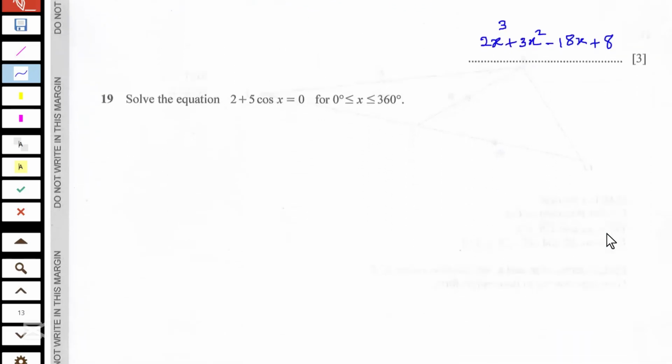Now, question 19. 2 plus 5 cos x equals 0, for 0 degrees less than or equal to x, and x less than or equal to 360.